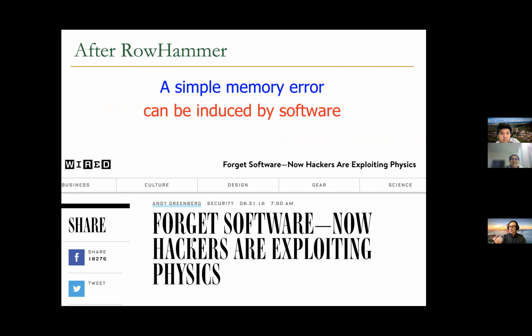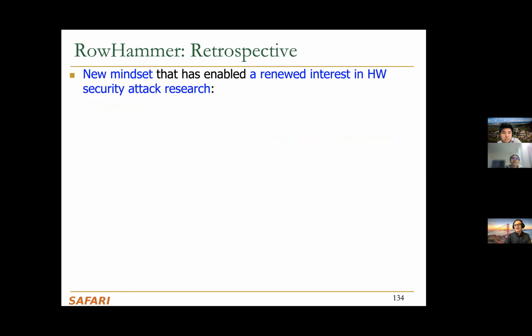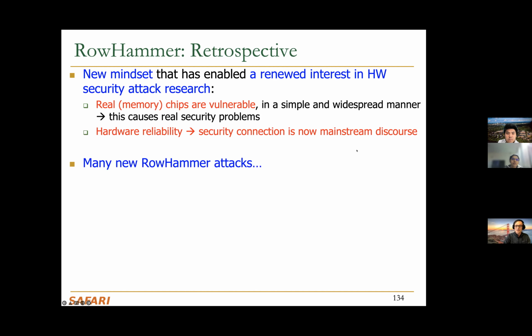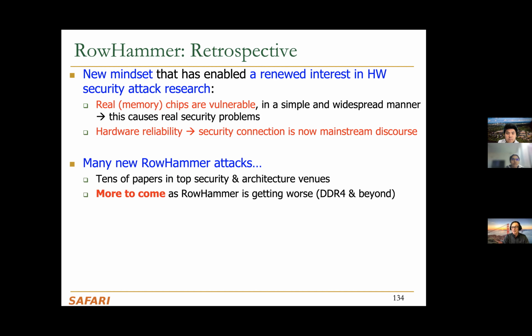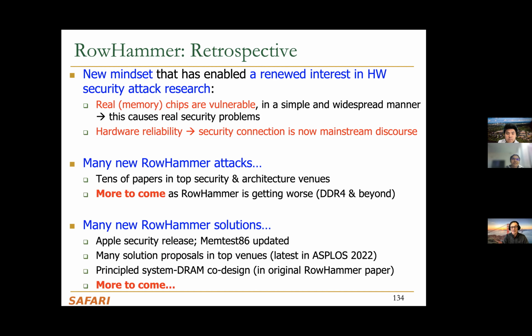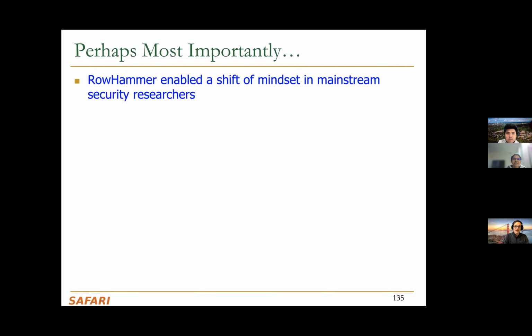But after Rowhammer, those bit flips, you don't need physical access to the machine. A simple memory error can be induced by software because of Rowhammer. So I believe Rowhammer enabled a renewed interest in hardware security attack research. Real memory chips are really vulnerable through software, and hardware reliability and security connection is now mainstream discourse. There are many new Rowhammer attacks. I believe they will keep coming. Many new Rowhammer solutions. I believe they should keep coming so that we can actually be safe and secure. And basically, I think Rowhammer is proof that general purpose hardware is fallible. I think we really need to examine other general purpose hardware as well.